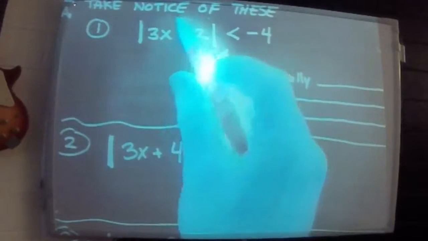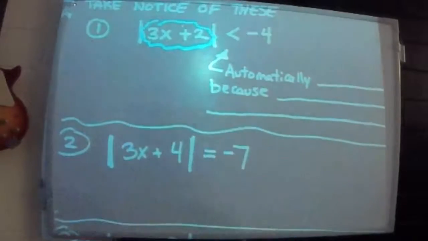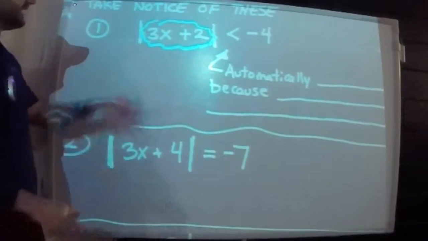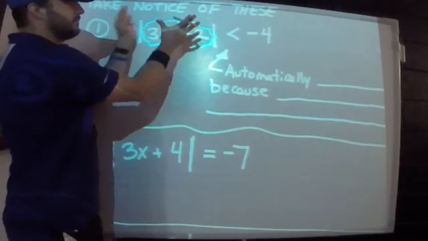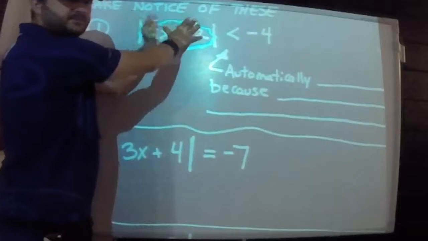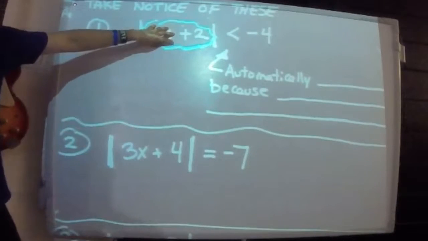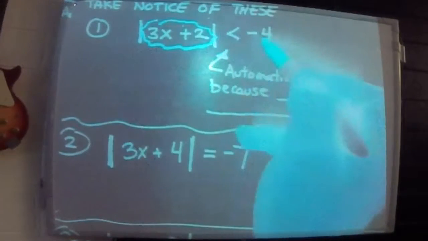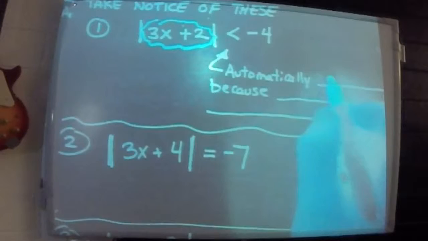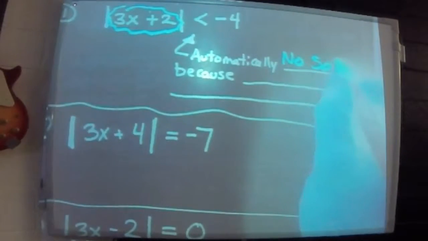So there's no way that this, whatever number you put in here, no matter what it is, could work. I could put -10 in here, and I'd go, that's -30 plus 2, so -28. But then in absolute value terms, it becomes regular 28, and it's not less than -4. There are no numbers you could put in here to make the left side end up being less than -4, because anything less than -4 is negative. So it's automatically no solution on this.